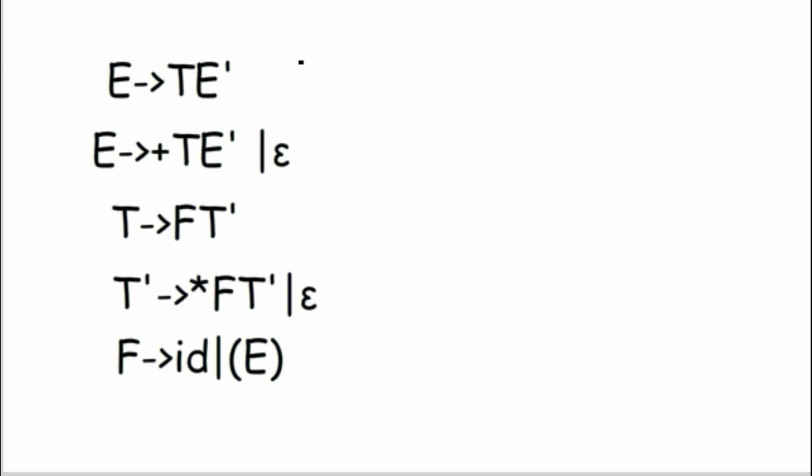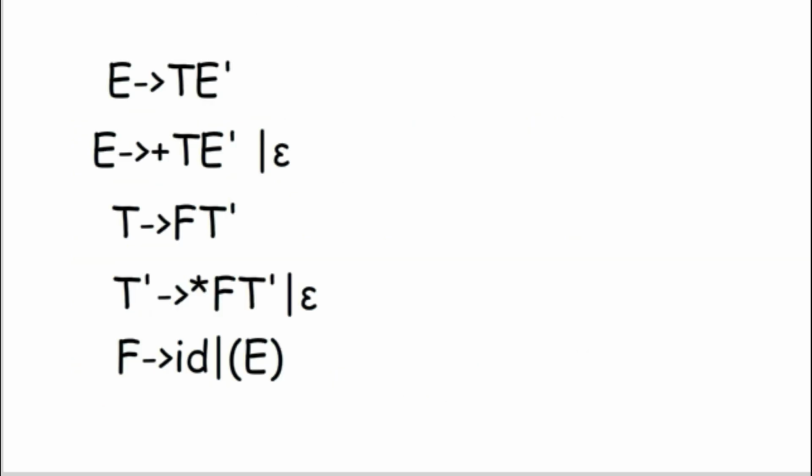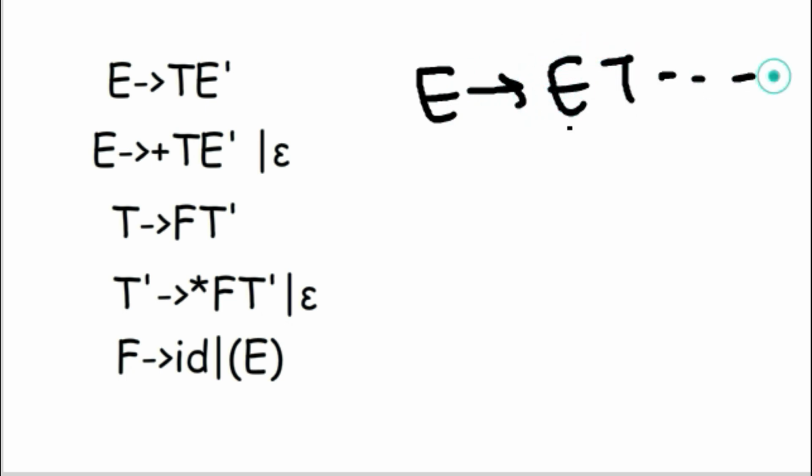So in this case, first step is to check for left recursion and left factoring. Is there a left recursion? Left recursion means E tends to E, T, etc. So anything that starts with the same symbol as the start symbol means there is left recursion. Is there a left recursion in this? No, because it starts with a different symbol. This one starts with plus, this one starts with F, this one starts with star, this one starts with ID, and even in the OR case, it starts with open bracket. So there is no left recursion.